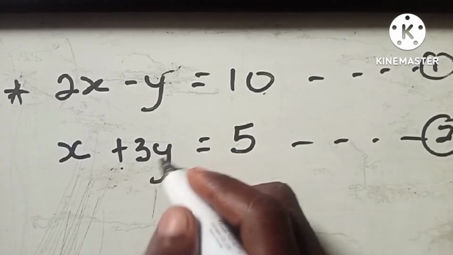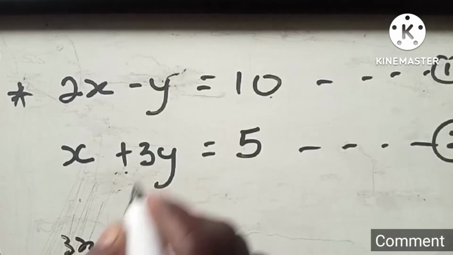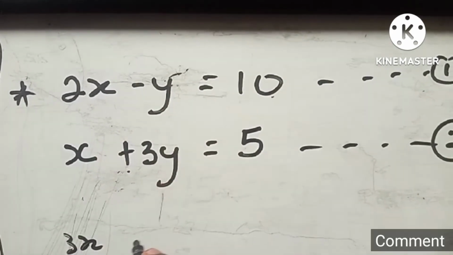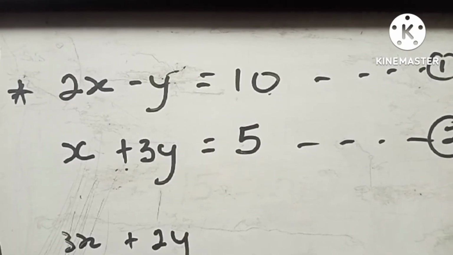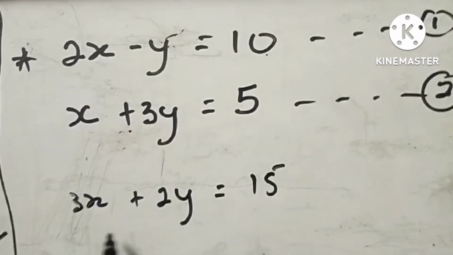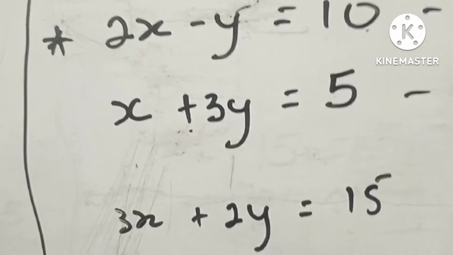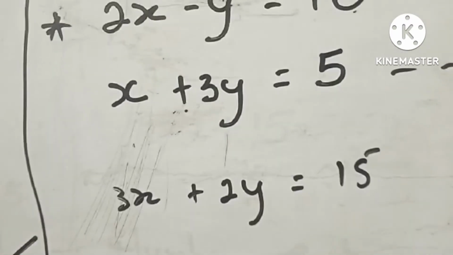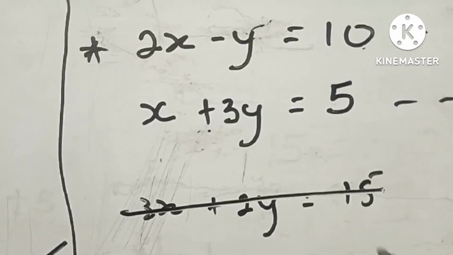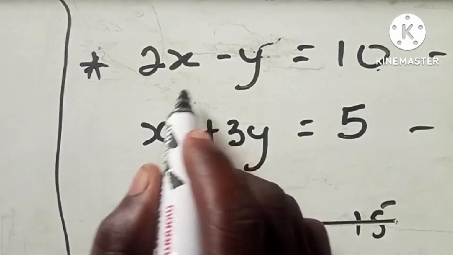So pay close attention. What can you see? If you add these two here, we are going to have 3x. Then if you add this to this one, that is negative 1 plus 3, that will be positive 2, right? So 2y. And then this plus this one will give us 15. I will say that no variable is being eliminated. Is that okay? So no variable is being eliminated, so this cannot work. So what can we do? You can either multiply one of the equations by a certain number.